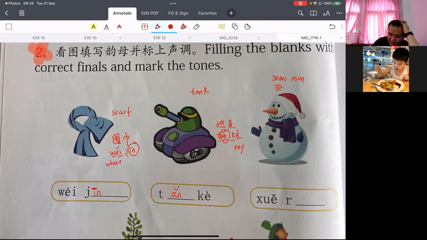Number three is snowman. 雪人. Now this is Chinese character 雪人. Now the pinyin is 雪人. X pronounce 西 ü, 薛. Now R pronounce ruler, right? Ruler, ren, ruler, ren, are clear.